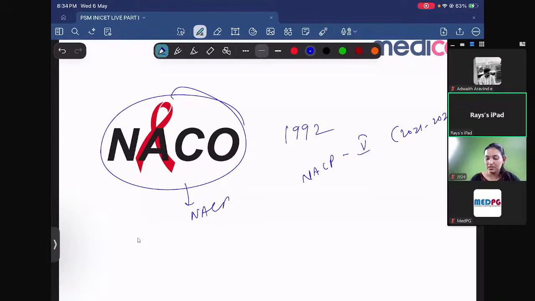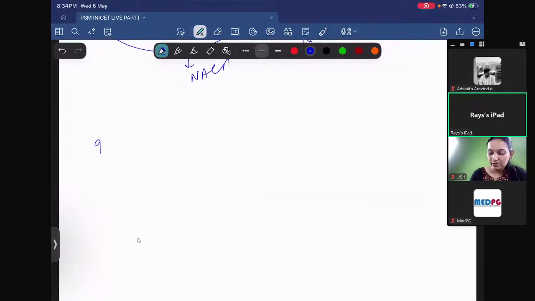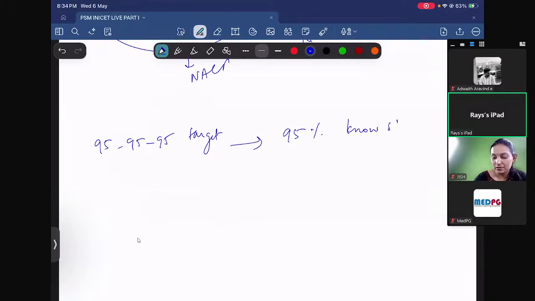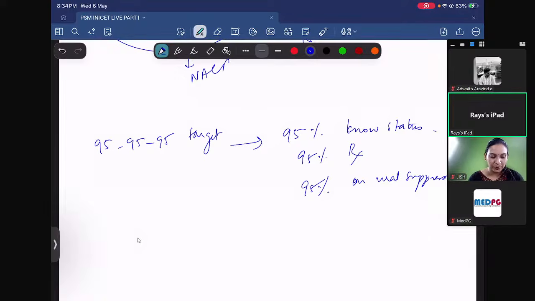Now, what is this 95, 95, 95 target? We had 85, 85, 85, then it was upgraded to 90. Now it is 95, 95, 95. It says that 95% of the people with HIV should know their status, that they are HIV positive. 95% should be on treatment, and 95% of those who are on treatment should be on viral suppression. That means the treatment is working. So these are the new targets for NACP now.